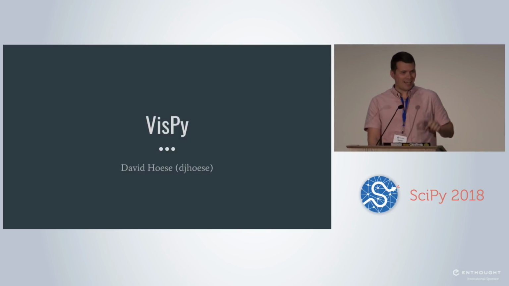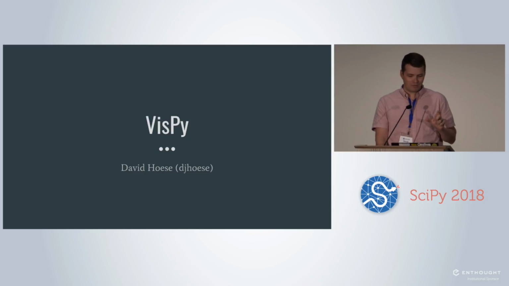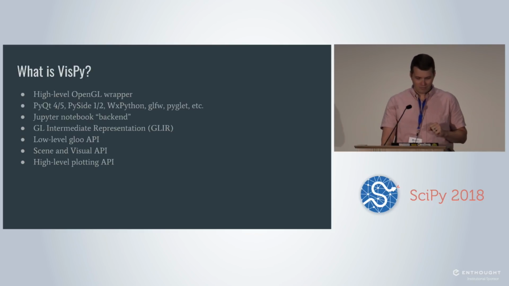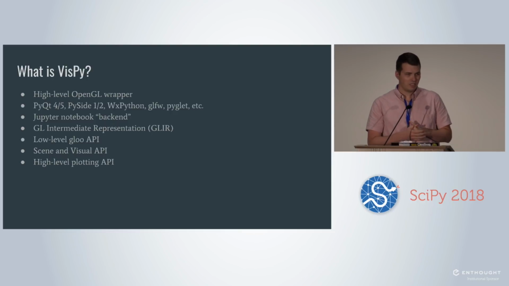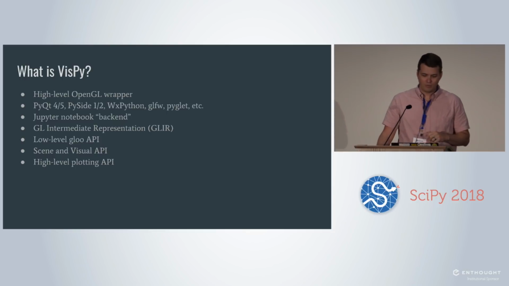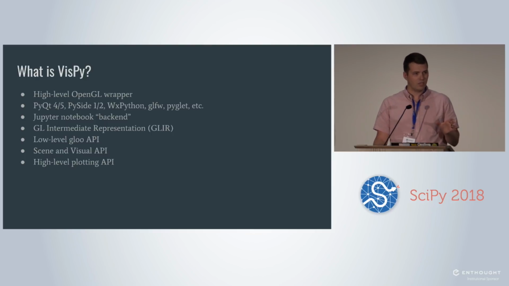I also made the brave decision to have a presentation about an OpenGL library and not have any visualizations, so stick with me. If you haven't heard about it, SymPy is a high-level OpenGL wrapper. It has plenty of backends for all the different GUI frameworks. It also has a backend for Jupyter Notebook, which supports just about everything except volume rendering, but at this point use IPyVolume. It uses an intermediate representation of the GL calls that it's doing.